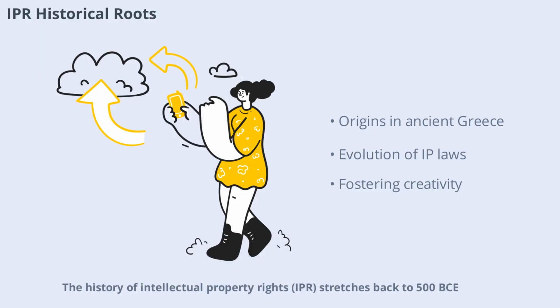The history of intellectual property rights, IPR, stretches back to 500 BCE, when the Greek state of Sybaris allowed citizens to obtain patents for new refinements in luxury. Over centuries, laws governing patents, trademarks, and copyrights have evolved to encourage creativity and reward inventors. The intent has always been to foster innovation and ensure inventors benefit from their ingenuity. This historical journey sets the stage for modern intellectual property legislation.